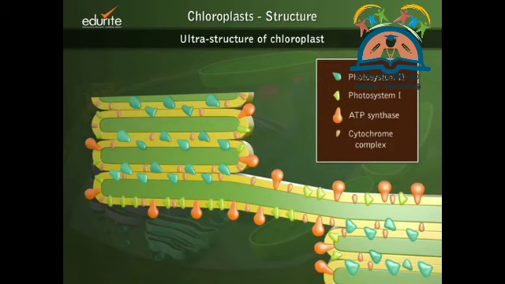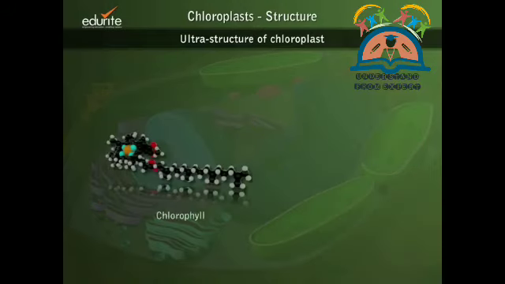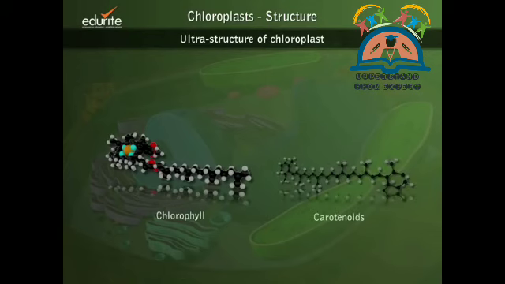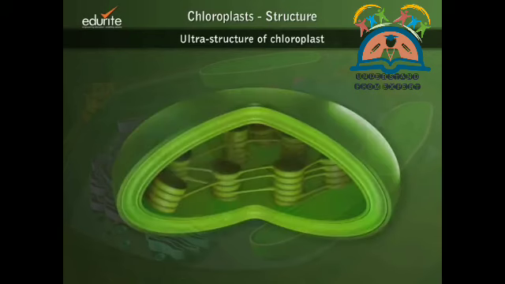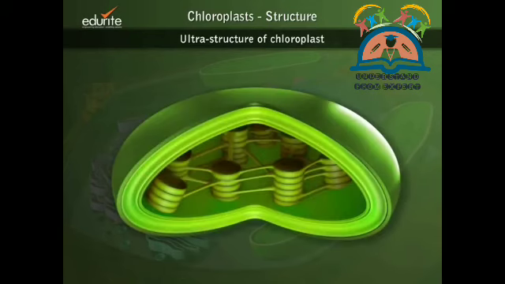The thylakoids contain photosynthetic pigments, namely the green pigments chlorophyll A and B, and the yellow to red pigments called carotenoids. Due to the three-membrane structure, the internal organization of the chloroplasts is more complex than in other organelles.